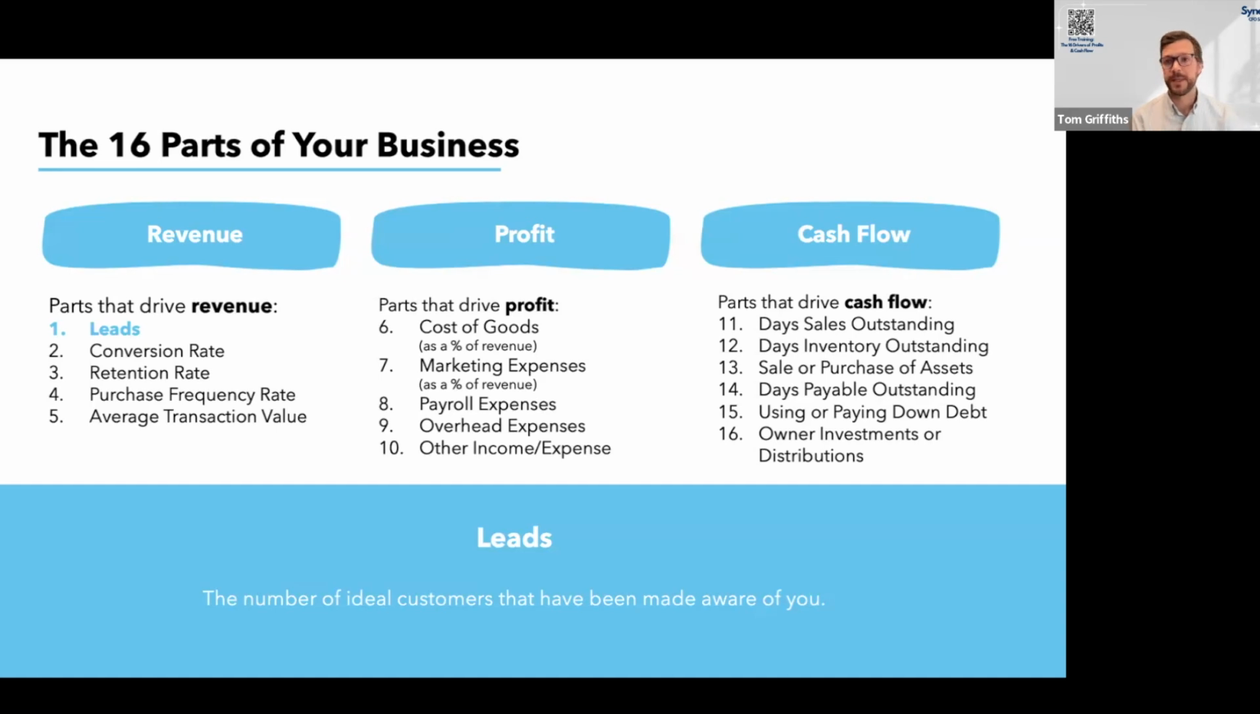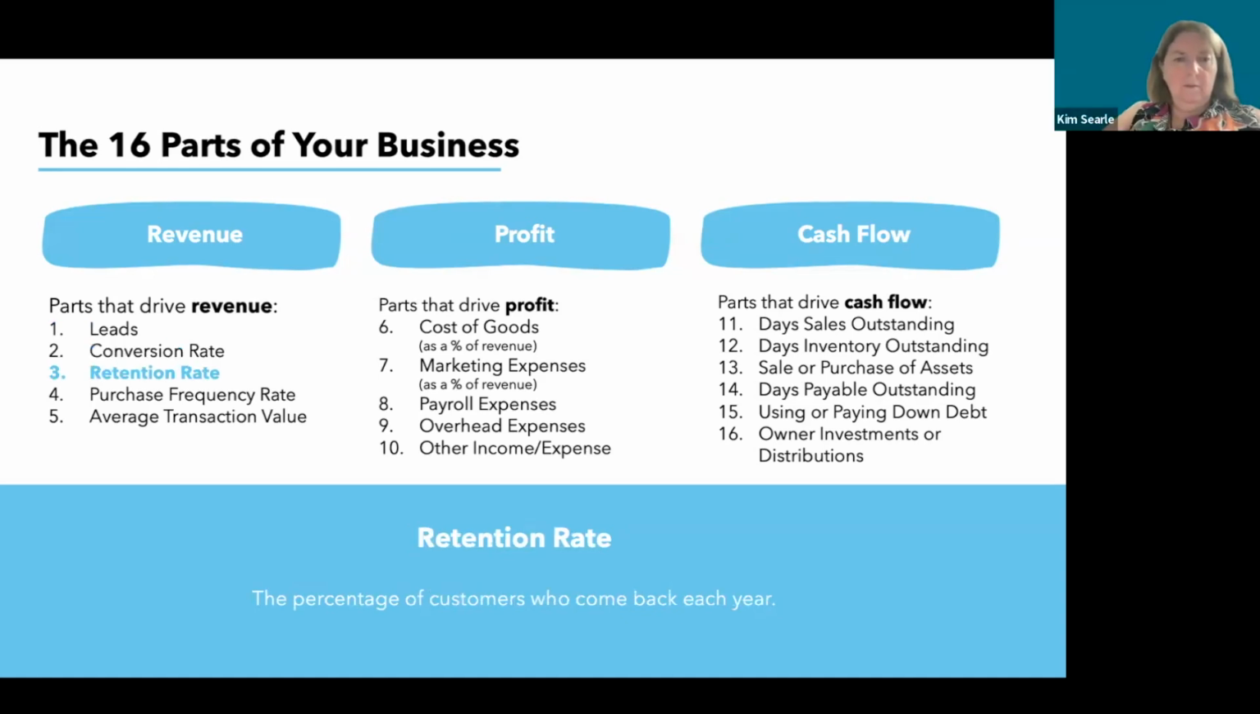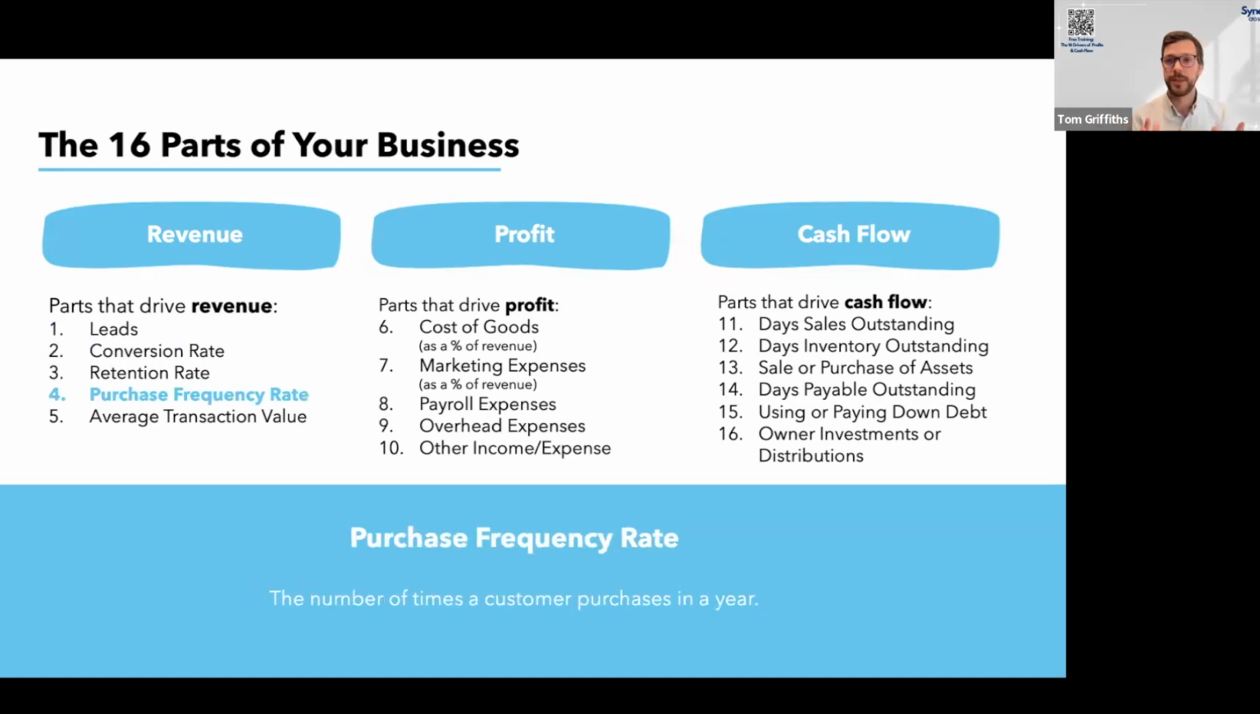So number of leads, this is the number of clients that have been made aware of what you're doing and have put their hand up as interested in what you're doing. Conversion rate, this is number 2. So this is the percentage of those leads that become paying clients. And we have retention rate, so the number of those clients that you've converted that stick around with you. Number 4, which is number of times each client purchases within a year. And obviously the goal of each one of these stats so far is to increase it as much as possible.